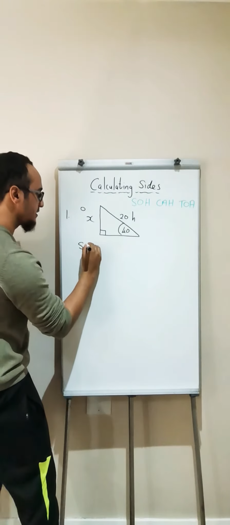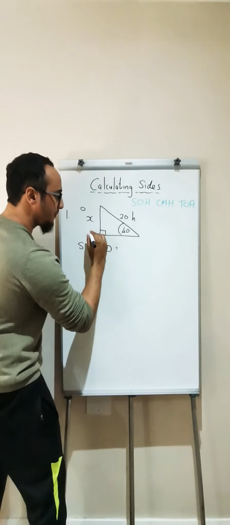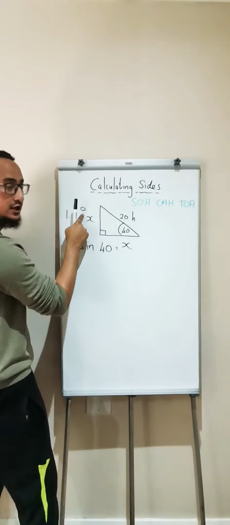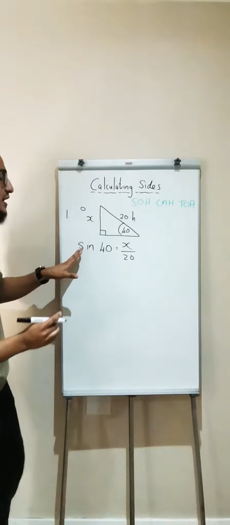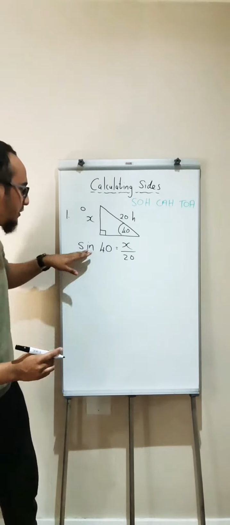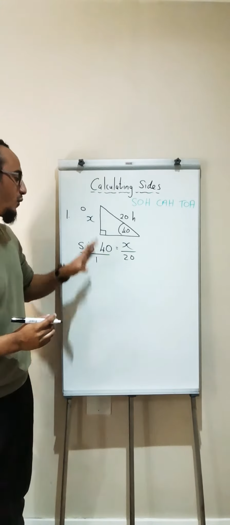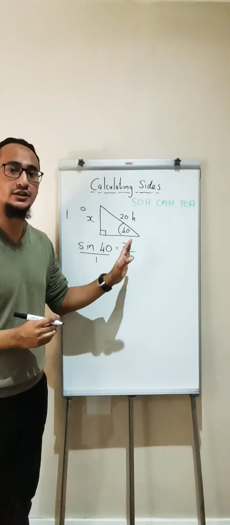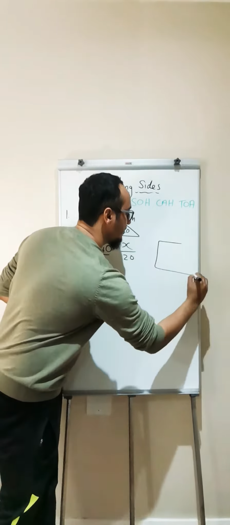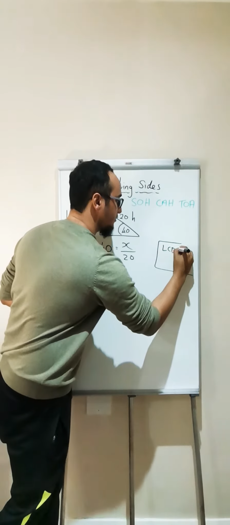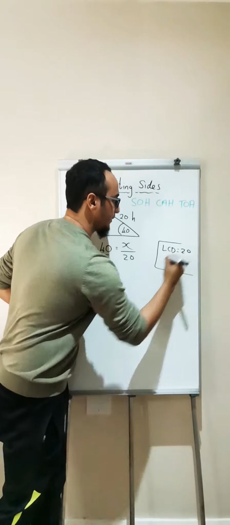Sine of what angle? Sine of 40 is equal to x over 20. So therefore sine of 40 is equal to opposite, which is x, over hypotenuse, which is 20. Now I have sine of 40 is equal to a fraction. What do I do over here? I always make that a fraction and I divide it by 1. Once I have a fraction is equal to a fraction, I use what is known as the LCD, and I'll write this on the side over there. The LCD is going to be equal to 1, and 20 is equal to 20.